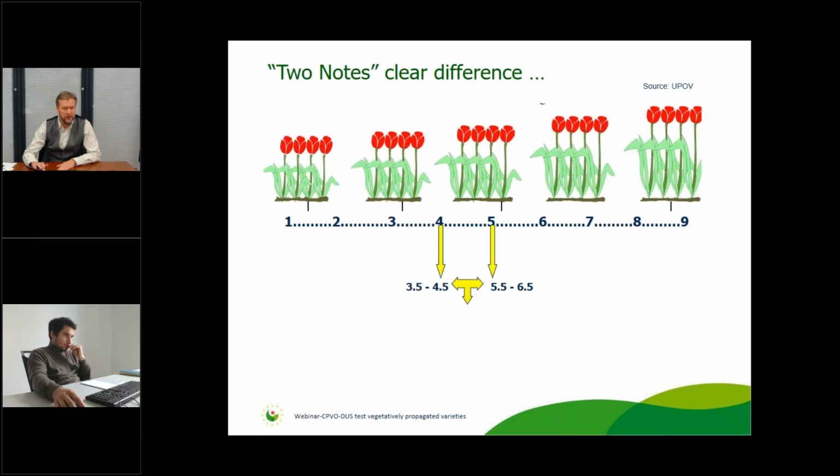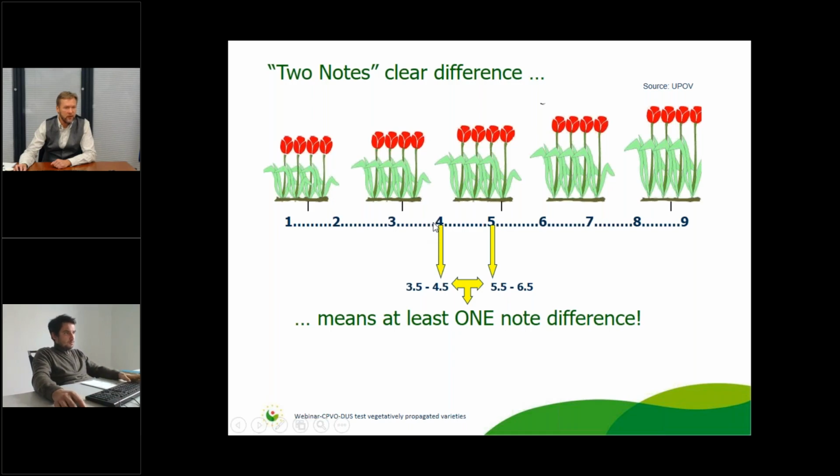We often hear the notion of clear difference, and then we refer to the two notes notion, meaning a clear difference. So if you have a variety being in that range, it may be shortly before 4.5, and the next one is just after the 4.5. It is not clearly distinct, but if it falls in that range and the other one is in that range, you have at least one note in between. So if you have two notes difference, you definitely have a clear difference.